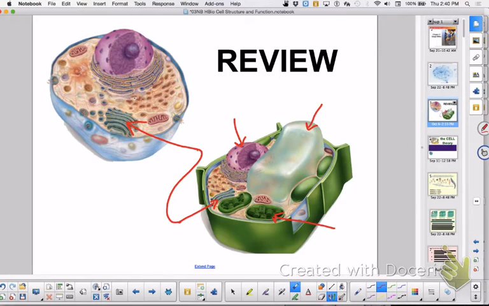Okay. What do you think this is right here? Smooth ER. And this is the? Rough ER. And what makes it rough? The ribosomes. Good. And what are these hard to see? Centrioles. Good. And do you find those in plant cells? No, you do not. What is that? Mitochondria. Do you find that in plant cells? Yes, right there. Okay. So you want to know what's this thing called? Nucleus. And this? Nucleolus. Good.